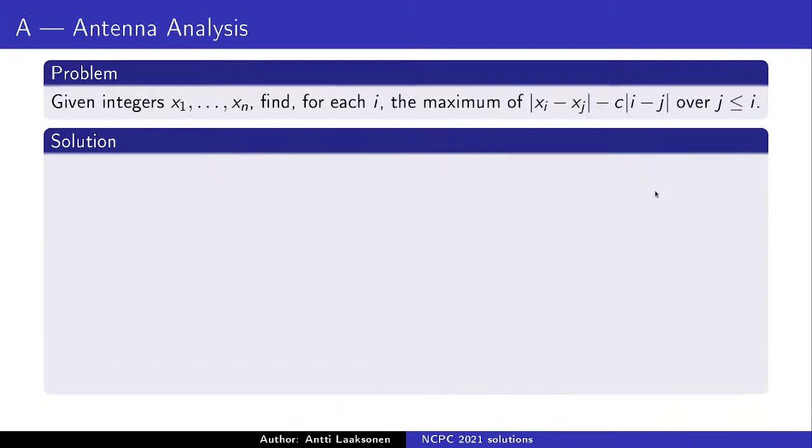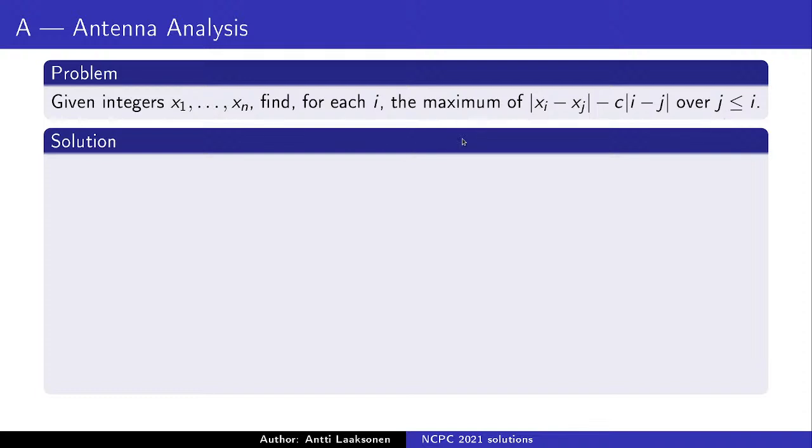Moving on to the next problem, A, antenna analysis. This problem was we were given integers x1 up to xn, and we wanted to find for each integer i the maximum value of the absolute value of xi minus xj minus c times the absolute value of i minus j, over all j less than or equal to i.